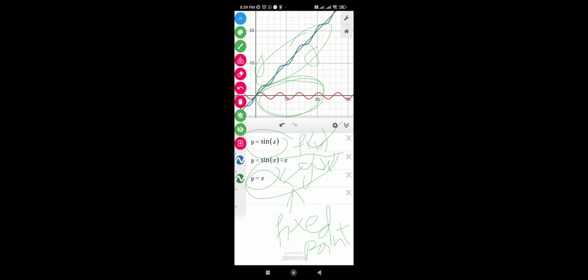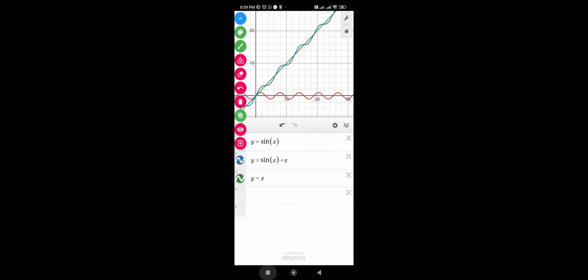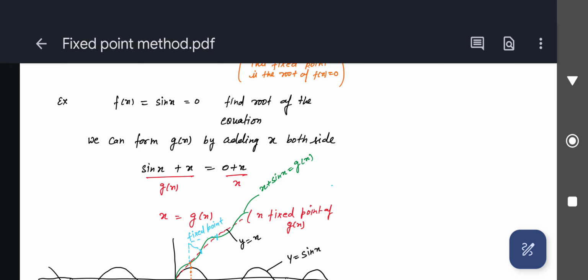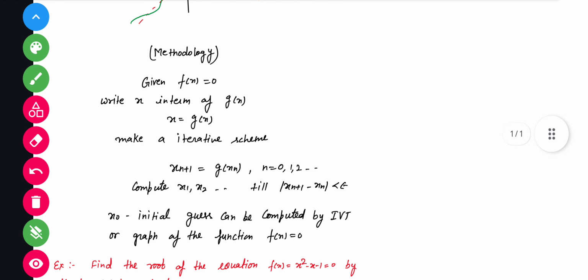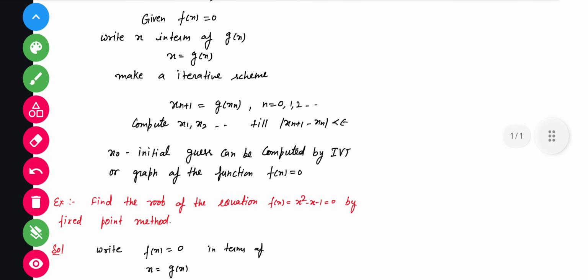That is the thing. So now let's move on to the methodology. How do we solve the questions? We are given one function, f of x, and we will represent it as x is equal to g of x. Then we will find the fixed point of g of x, and that fixed point is the root of f of x. So the main problem arises in determining the g of x, right?